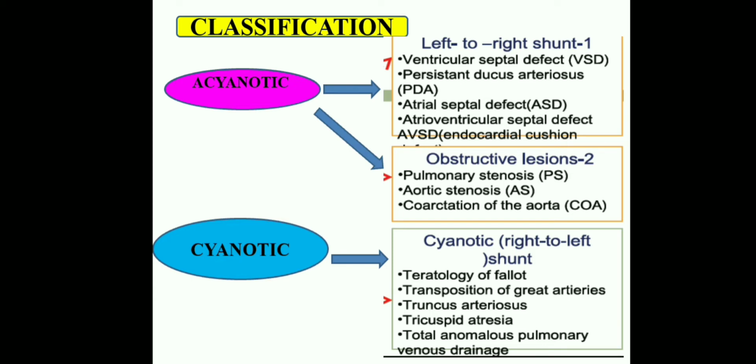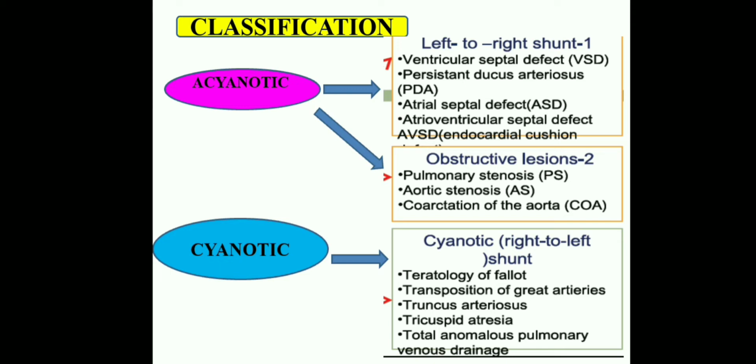Here the classification is acyanotic and cyanotic. Two classifications are there. Acyanotic means the child does not have any cyanosis in these conditions. Cyanotic means whenever the child suffers from these cyanotic conditions, the child has some cyanosis. So we will discuss one by one. First we will discuss the acyanotic conditions.